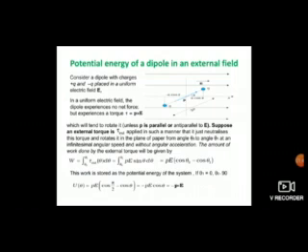Now let us go for the final slide. Potential energy of a dipole in an external field. In this diagram, we are going to consider a uniform external field. It is indicated by the parallel arrows. Then in that, a dipole of plus Q and minus Q charge is placed. It is at an angle theta. Consider a dipole with charges plus Q and minus Q placed in a uniform electric field.